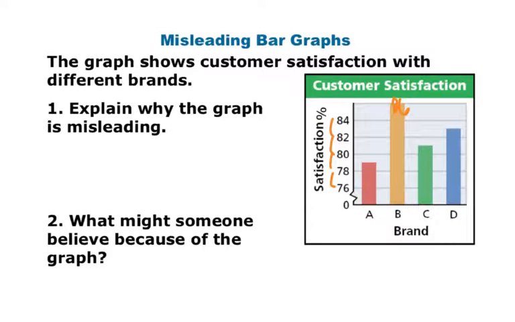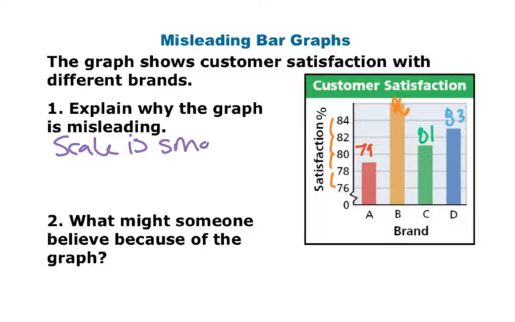Brand A is at 79%. Brand C is at 81, and brand D is at 83. So if you take a look at the actual digits that are represented here, especially if we even think about grades, getting a B, 81 versus 86 is still just a B. So the graph is misleading because the scale is so small.